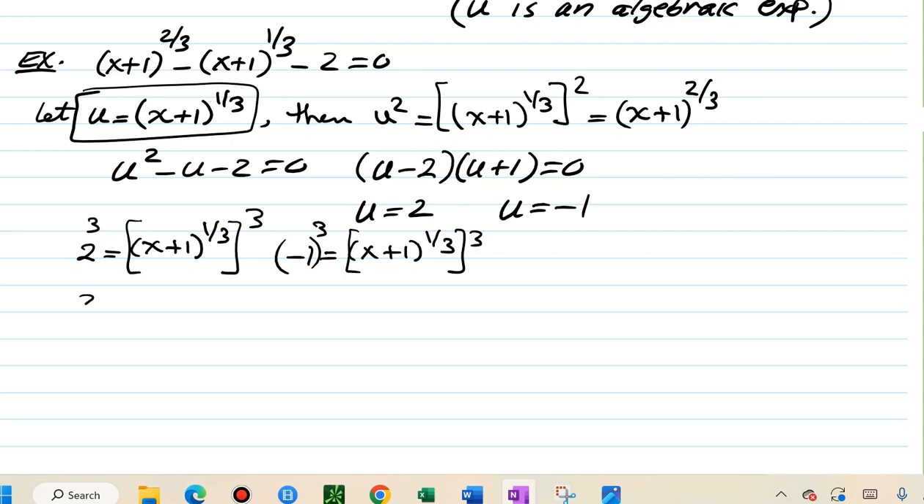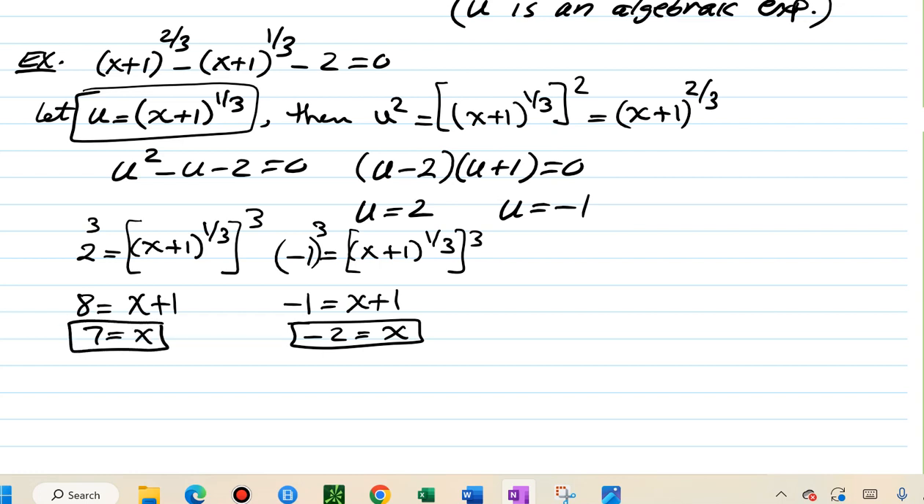So on the left, 2 cubed is 8. To the right, we just get x plus 1. -1 cubed is -1, to the right is x plus 1. Subtract 1 from both sides, and we get x is -2. Subtract 1 from both sides, x is 7. And there we have it. So we found two solutions to this equation.